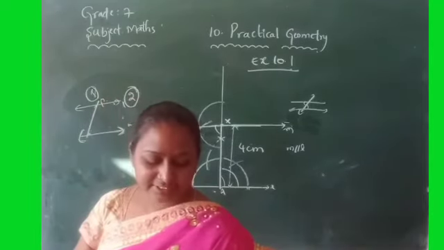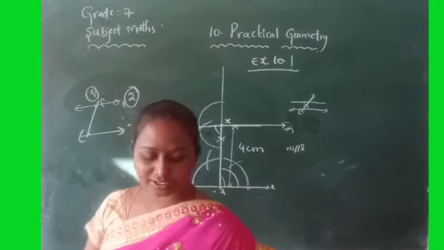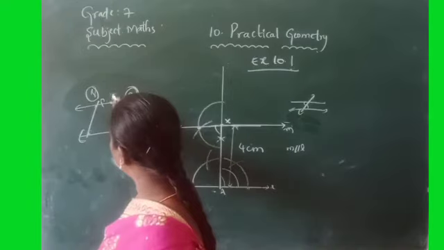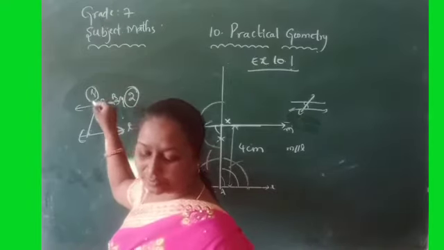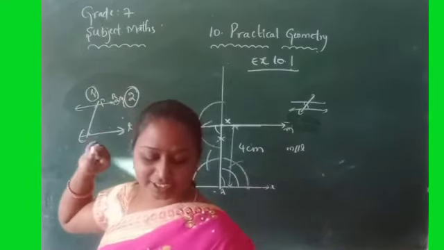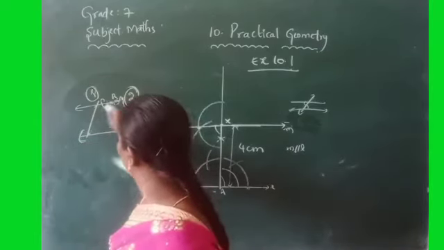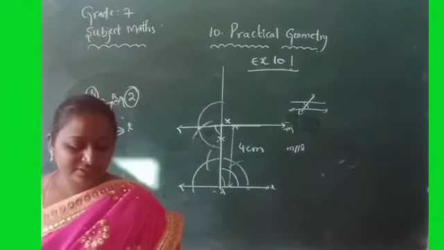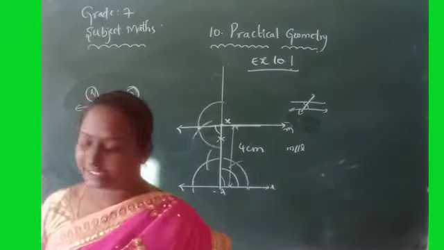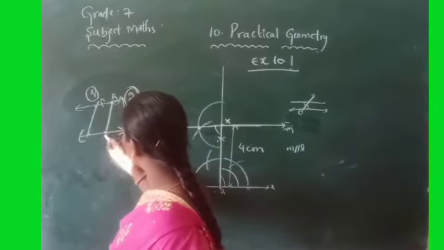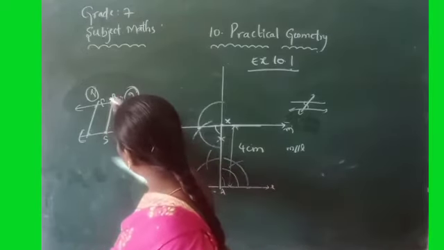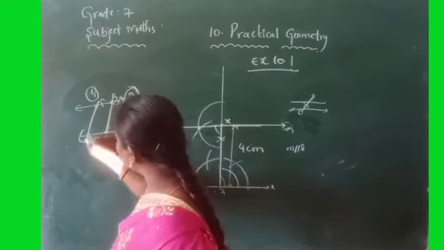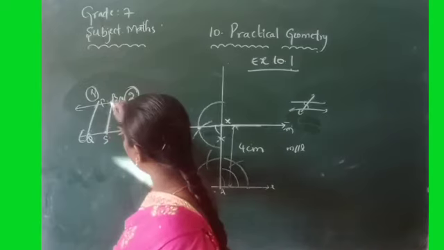Next, choose any other point R on M. This is the M line, this is the L line. Take any other point R on M. Through R, draw a line parallel to PQ. To this PQ, you have to draw one more line. Let this meet L at S. So this meets at point S. To this PQ, we have to draw one more parallel line.